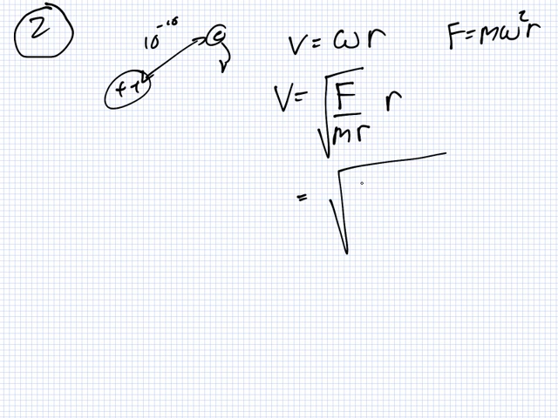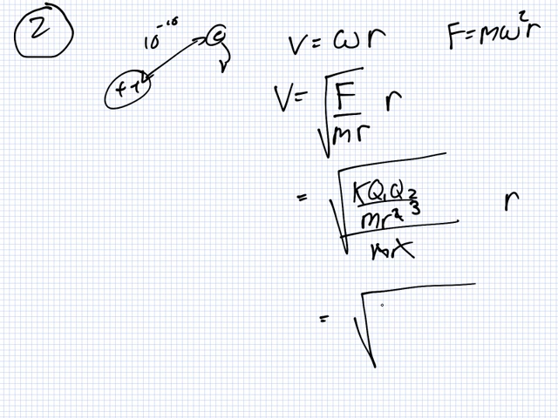We can get it using k q1 q2 over r squared over m times r. Now, I won't make the same mistake as yesterday. So what I can do is that makes that r cubed, and that can come up there. So I'm left with the square root of k q1 q2 over m r cubed times r. So now I have the velocity in terms of q's, mass and radius, all things that I know.